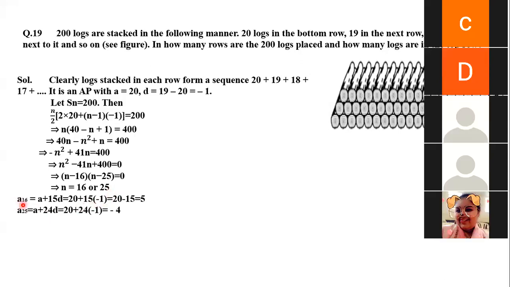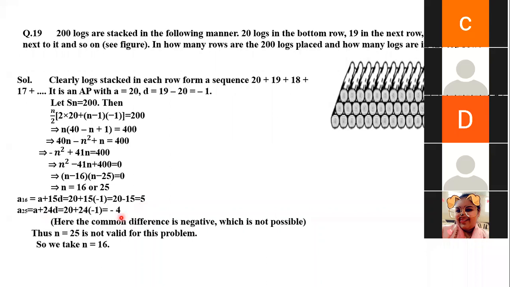For the nth term of an AP, A plus 15D, we are getting 5, and A25 we are getting minus 4. Dhruvika, I think you got confused with this. I hope now it's clear. A16, the 16th term, we got a positive value. The topmost row can't be negative, no children. So the value A16 is 5.